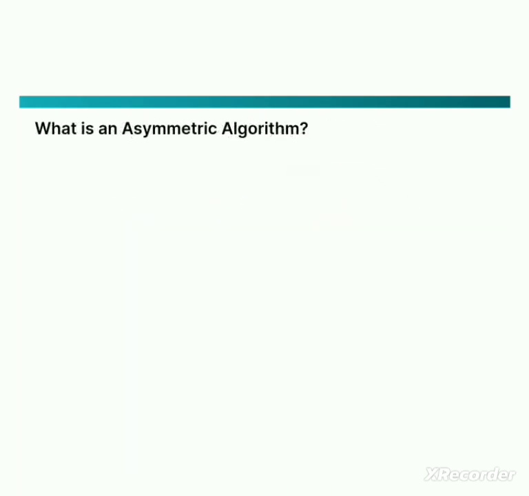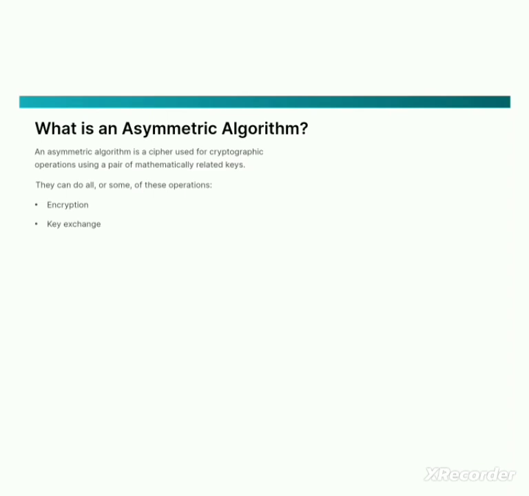What is an asymmetric algorithm? An asymmetric algorithm is a cipher used for cryptographic operations using a pair of mathematically related keys. They can do all or some of these operations: encryption, key exchange, digital signature. A key exchange operation enables two parties to safely exchange a secret or key over a public channel, such as the internet. Asymmetric algorithms and cryptography are also known as public key algorithms and cryptography.